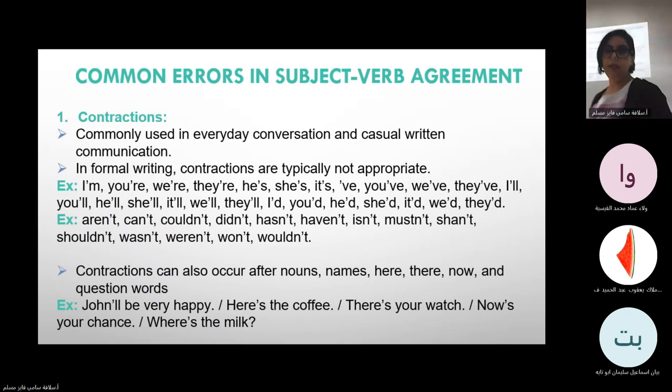Okay. Then, contractions can also occur after nouns, names, the words here, there, now, and question words.